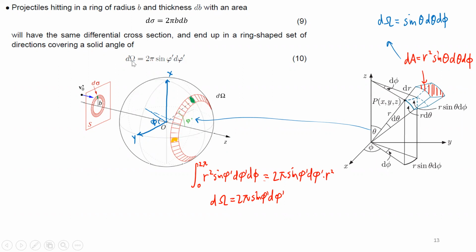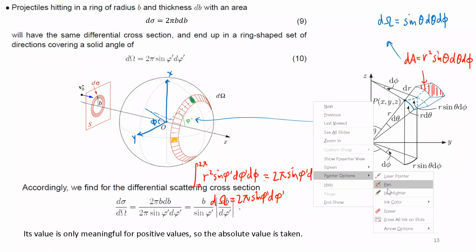And what about this dσ? I want to find the ratio between this dσ and this dΩ. If you look at this picture here, you could immediately conclude that this ring area is just given by 2π b db, because the radius of this ring area is b. Then what's next is that I just need to divide this one by this one, dσ divided by dΩ.